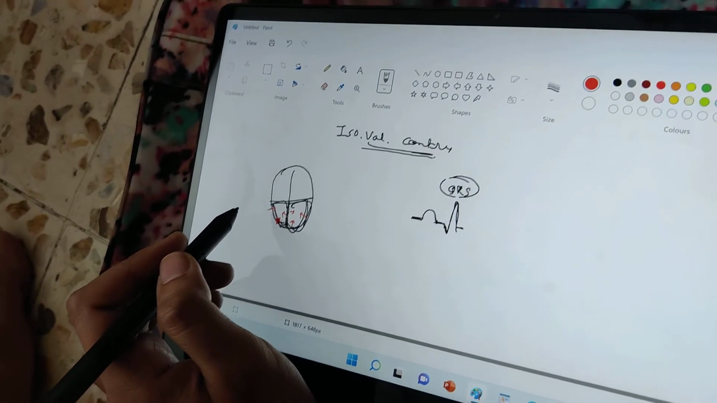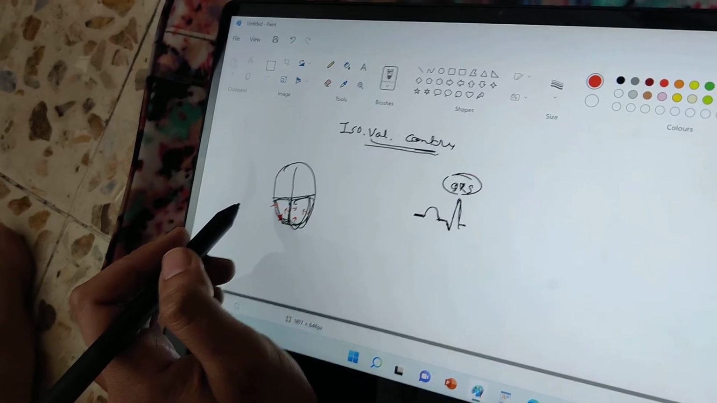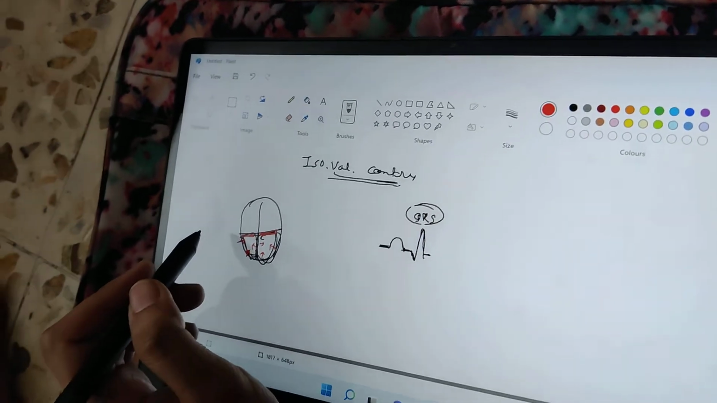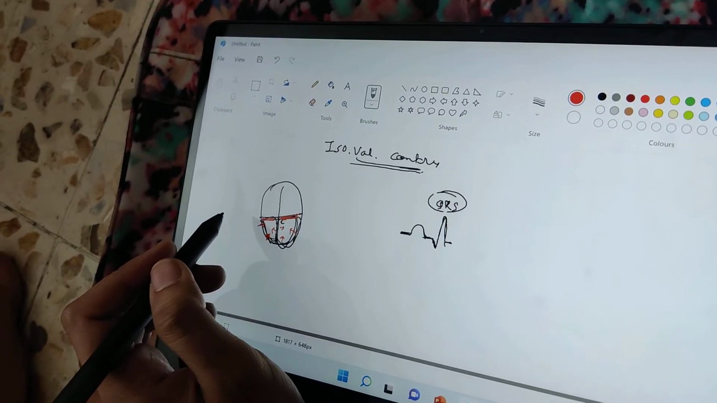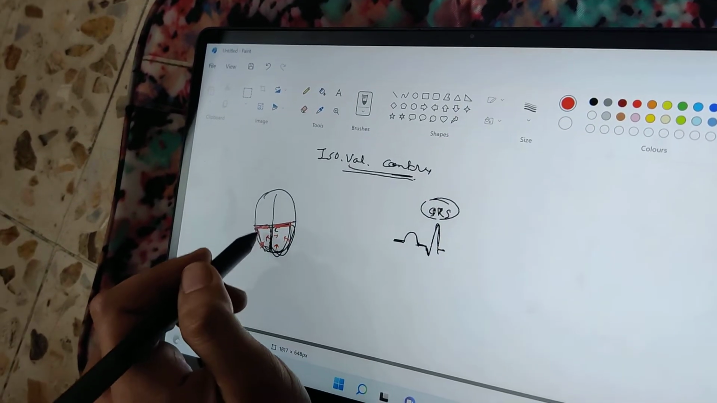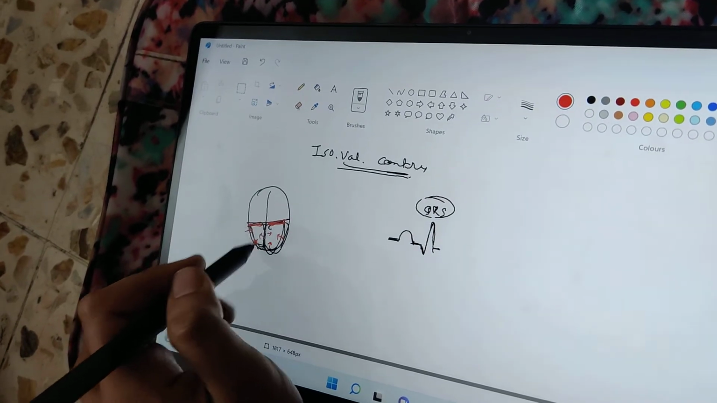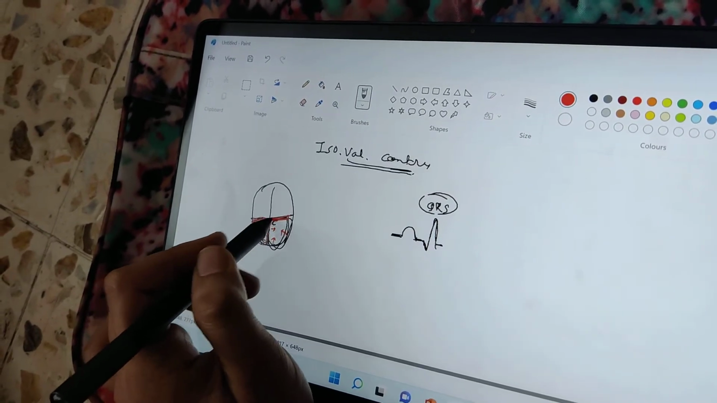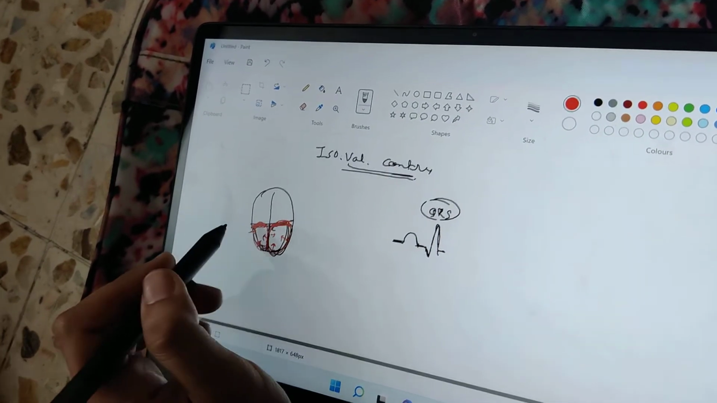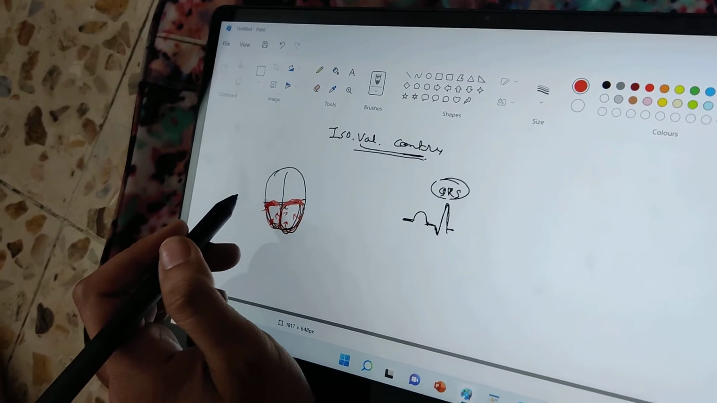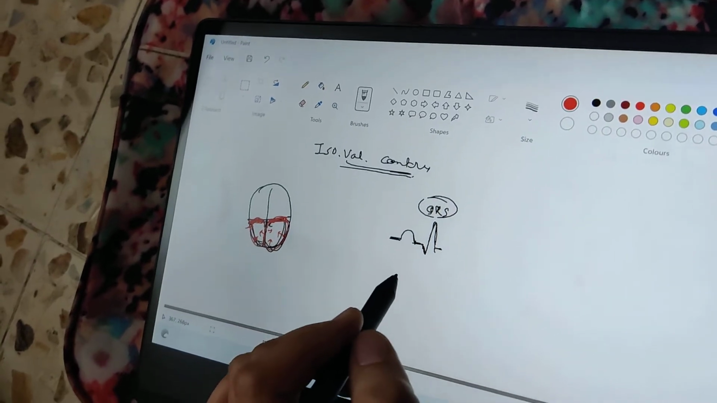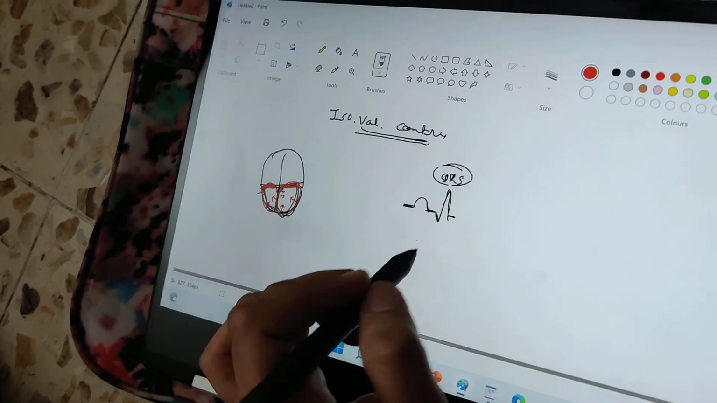During the contraction, the AV valves close. The atrioventricular valve will close as soon as the ventricular pressure is greater than the atrial pressure, causing the first heart sound. At that time, the first heart sound will be heard.